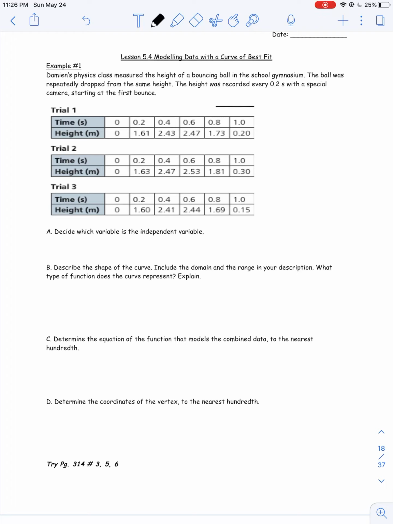Lesson 5.4 is about modeling data with a curve of best fit. So in example 1, we have a physics class that is measuring the height of a bouncing ball. They're giving us 3 trials, trial 1, 2, and 3.